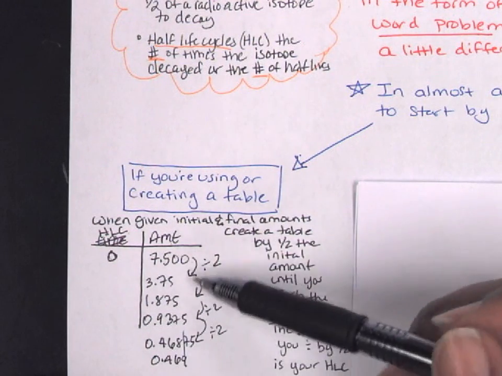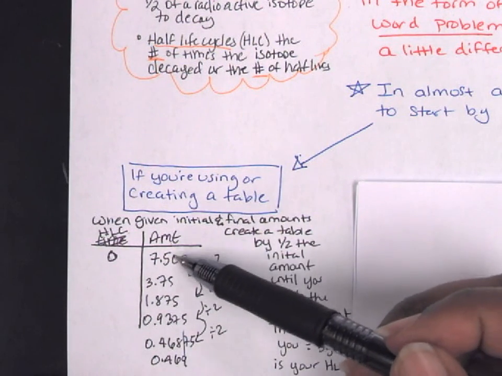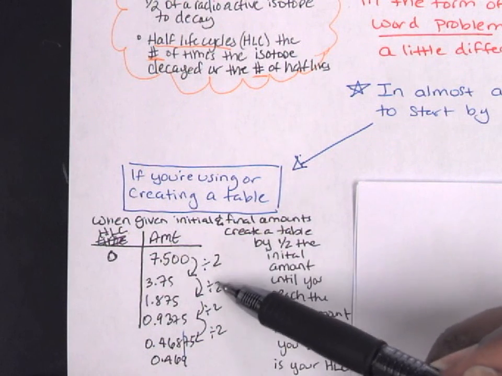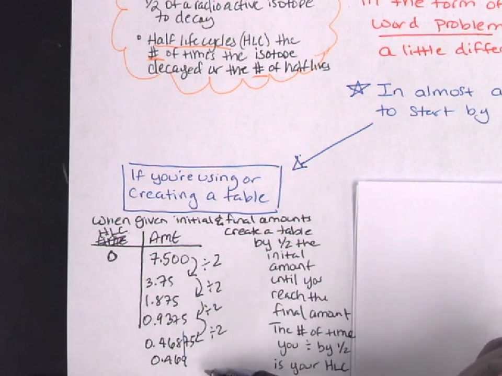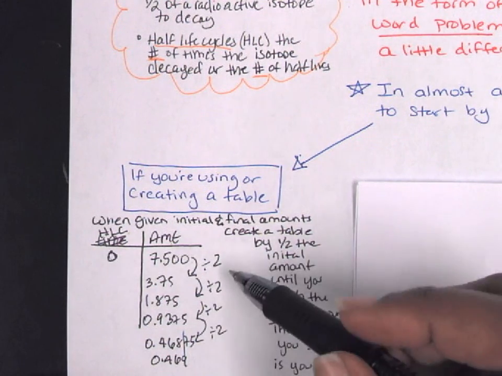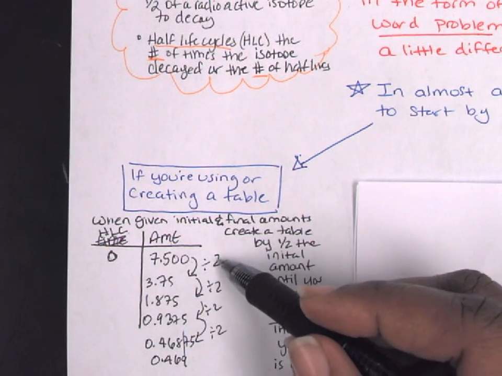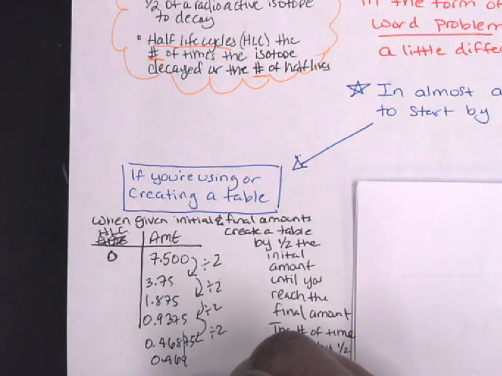So now I can stop because I was able to halve my initial amount, 7.5, 1, 2, 3, 4 times to get to the final amount. Okay, I'm at the final amount, I can stop. And so how many times did I halve it? 1, 2, 3, 4. So that means my number of half-life cycles is equal to 4.